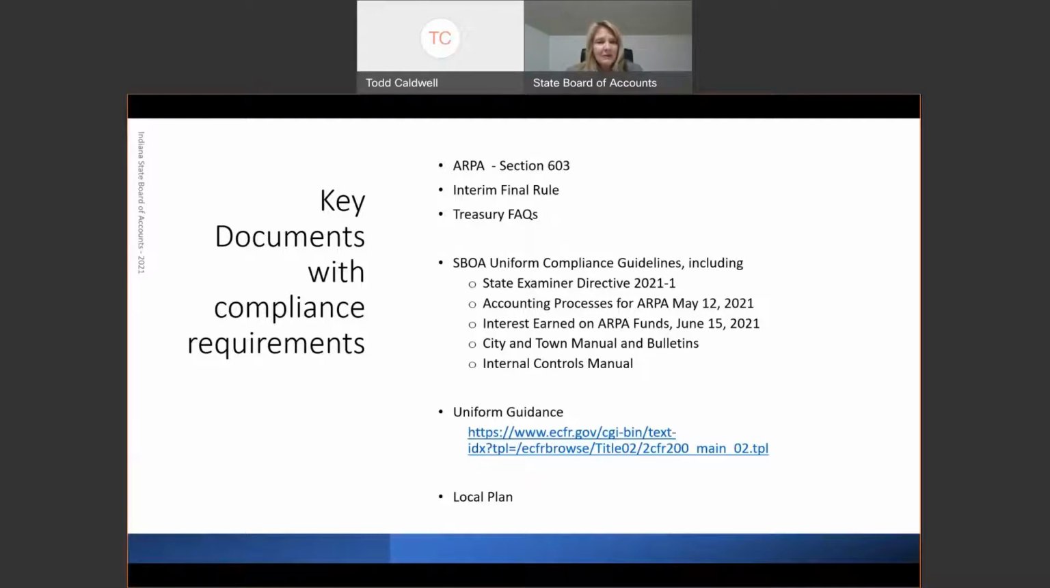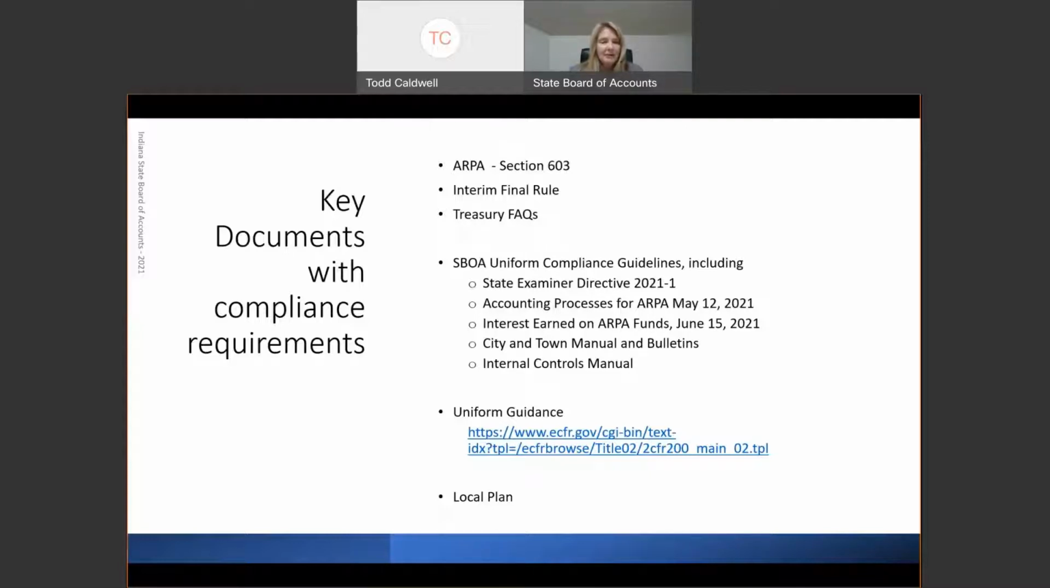I'm going to talk about that separately in a few minutes, but that also is a very important publication from the Treasury. And then, of course, you have the Board of Accounts Uniform Compliance Guidelines, the State Examiner Directive 2021-1, which talks about how you're supposed to account for the ARPA money. That also is detailed in the accounting processes for ARPA dated May 12th. We have a separate memo on interest earned on the ARPA funds of June 15th. And then, of course, we have our city and town bulletins and our internal controls manual that you will want to keep on hand and reference as you're working through this grant.